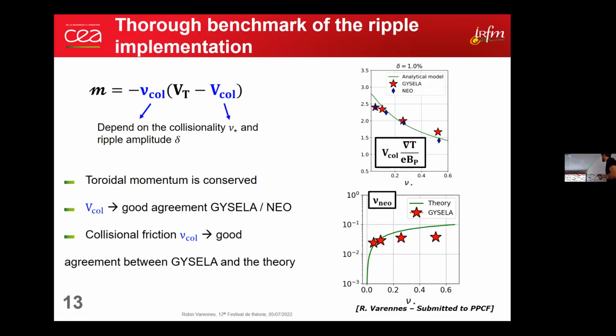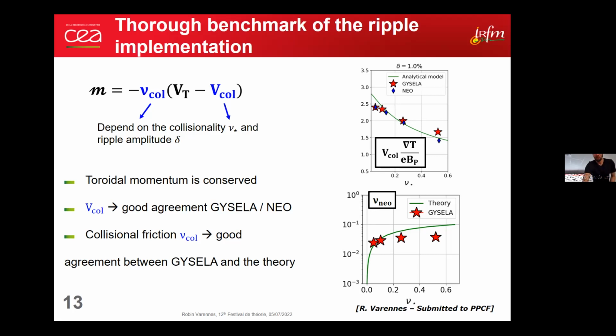So here I just show you some example on the right, where you can see that we compared the V call here with the analytical model and also with another code which is called NEO, which is basically a reference to study those collisional processes. And you can see here we did this for one ripple amplitude and for a range of collisionalities. And you can see that we have good agreement. And we did the same exercise basically for the collisional friction. This time we weren't able to use NEO for this, but still we see that there is a good agreement between Gisela and the theory.